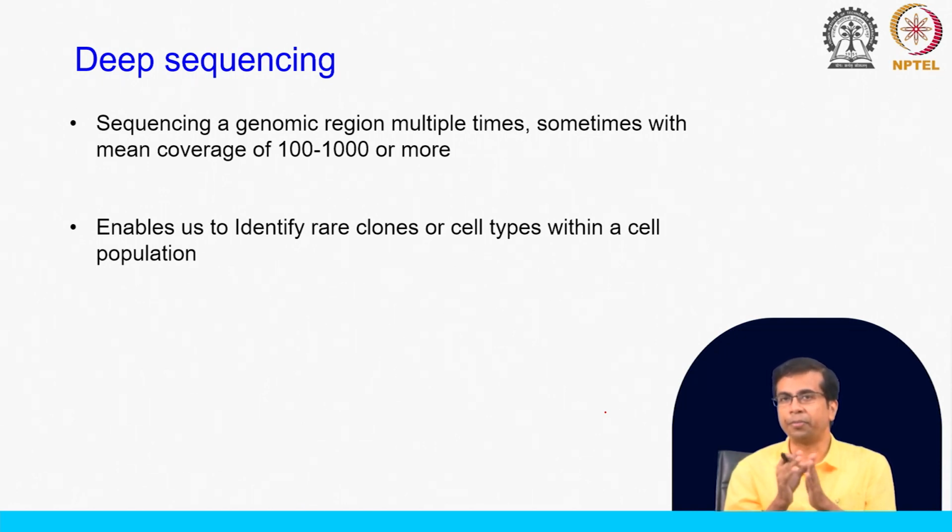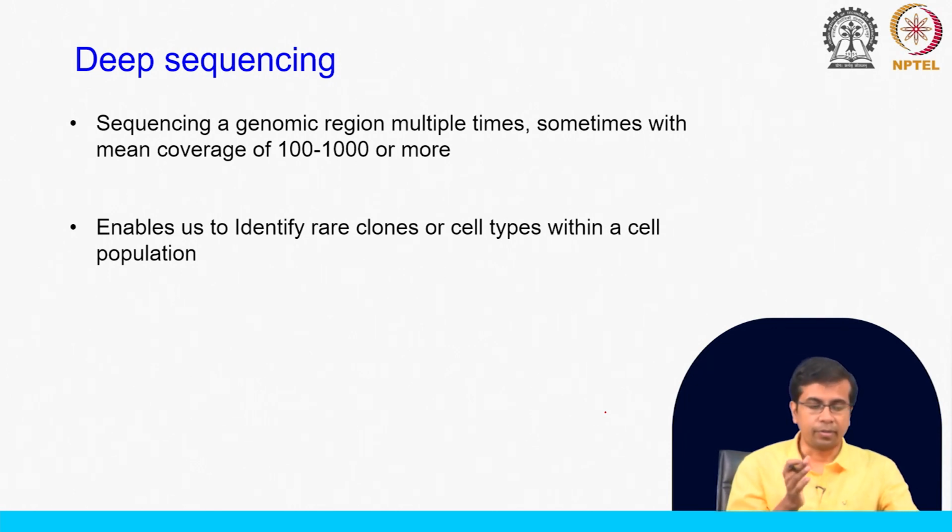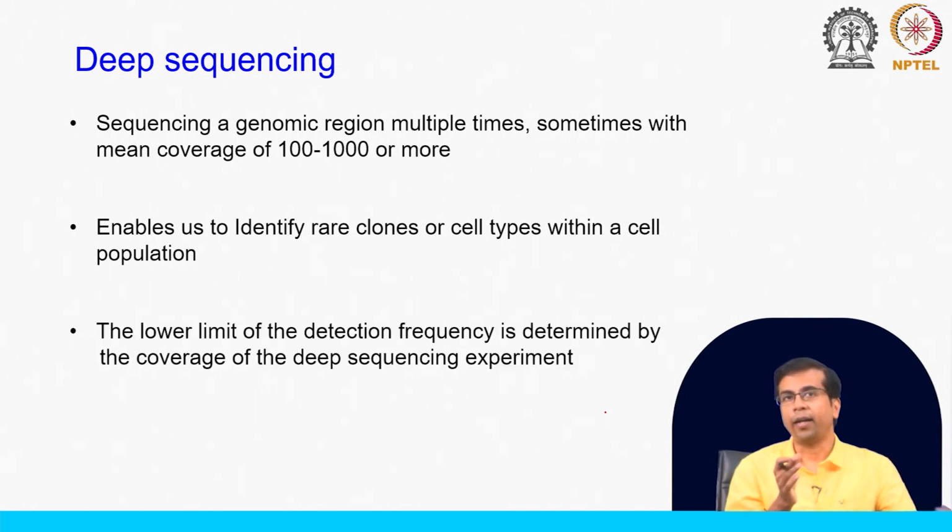For example, a cell type is present only in 1% of the cell population. In that case you probably want to go for, let us say, 1000 coverage or even more. So, this is kind of an application that we have, and the lower limit of detection frequency, whether you will detect a cell type which is present at 1% frequency or 0.1% frequency, is determined by the coverage of the deep sequencing experiments.